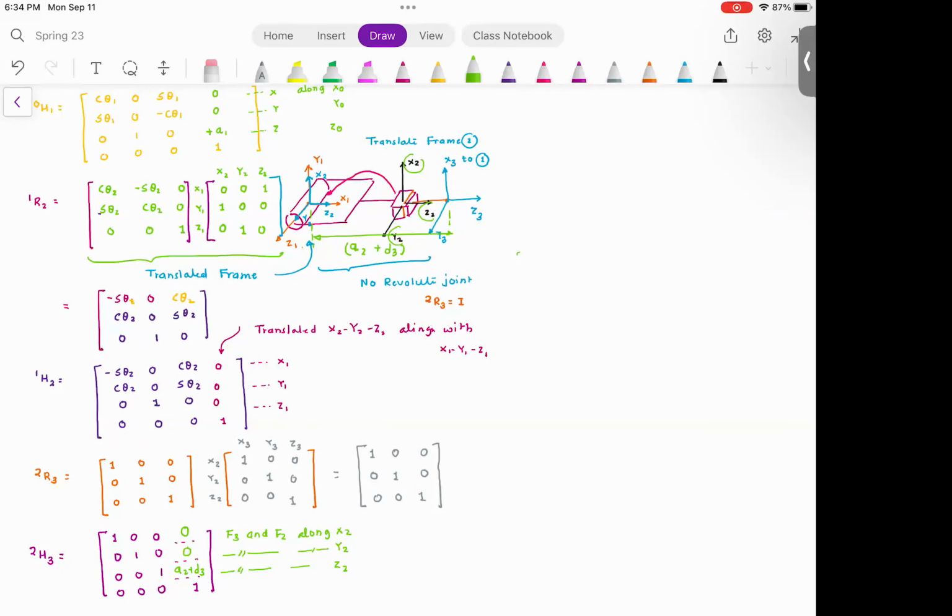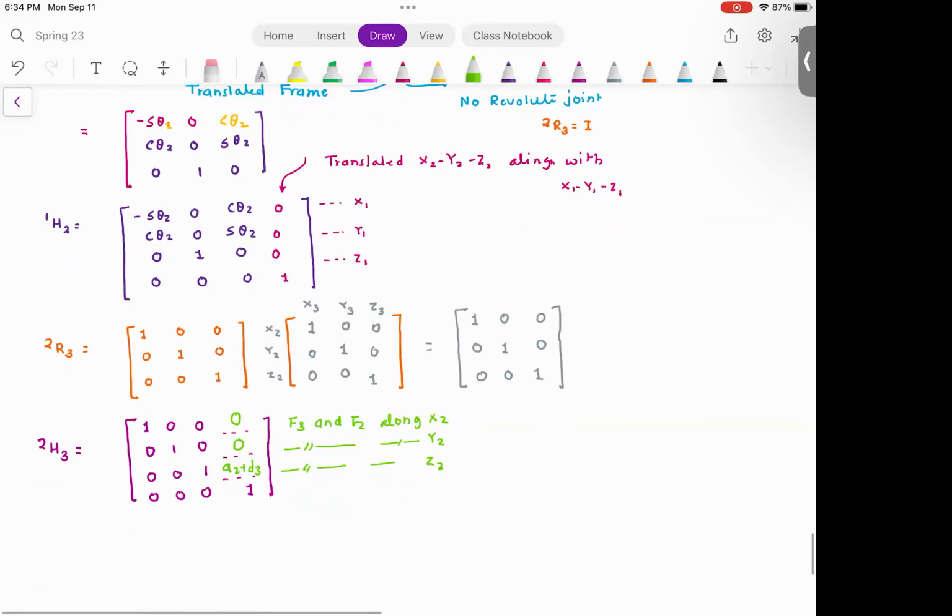And your final forward kinematics is going to be 0H3 equals 0H1, 1H2, and 2H3. And that would give you a very complicated expression. But please understand, we don't do this by hand. We should use MATLAB to solve this problem. Everyone comfortable in programming this in MATLAB, symbolic variable?